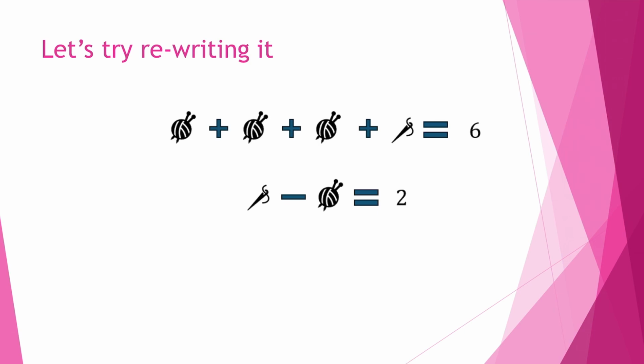So let's try rewriting that initial equation. Let's call these yarns x and the needles y. So in the first equation, it's 3x plus y equals 6. And the second one is y minus x equals 2.